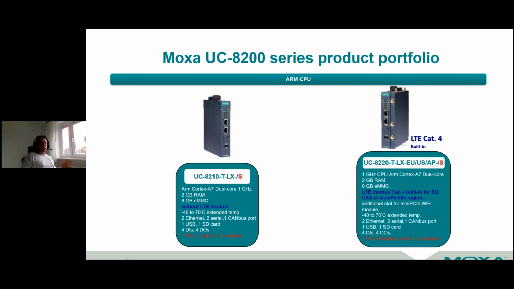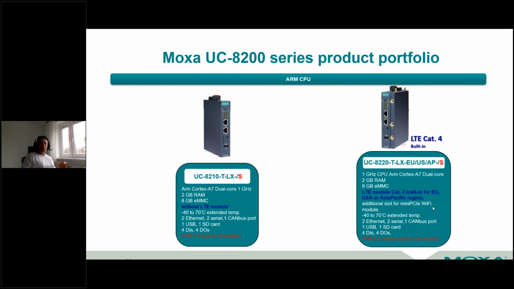The next representative is the same as UC-8210. We call it UC-8220 because it has a built-in category 4 cellular module, and it comes with a dual-core CPU with 2 GB RAM and, of course, 8 GB eMMC. Different LTE modules which are deployed for different regions are depicted in the name of the device. If you see EU, Europe, US, United States, AP, Asia Pacific. The capital letter S in the name of this device denotes that the device comes with already installed Trusted Platform Module or cybersecurity features. Despite this LTE module inside the UC-8200 series, there is an additional slot for a mini PCI Express Wi-Fi module.